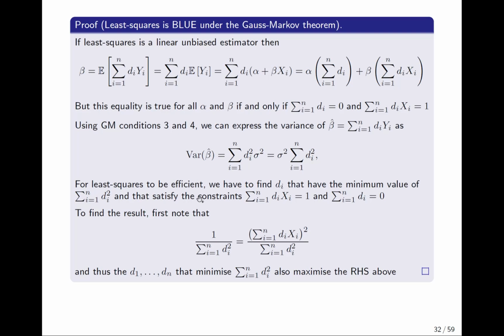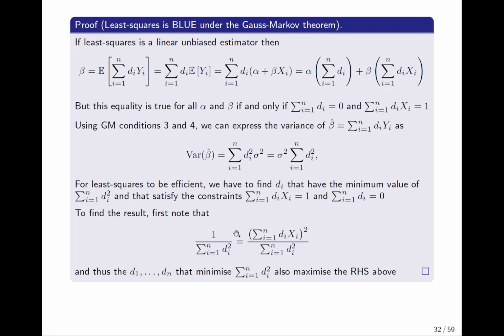So, to show that least squares is efficient then, all we have to do is find the di, d1 to dn, that have the minimum value of di squared, because this is what's scaling the variance of y, and that satisfy the conditions that we've set up here, that the sum of di xi equals 1 and the sum of di itself equals 0. So that's precisely what we're going to do.